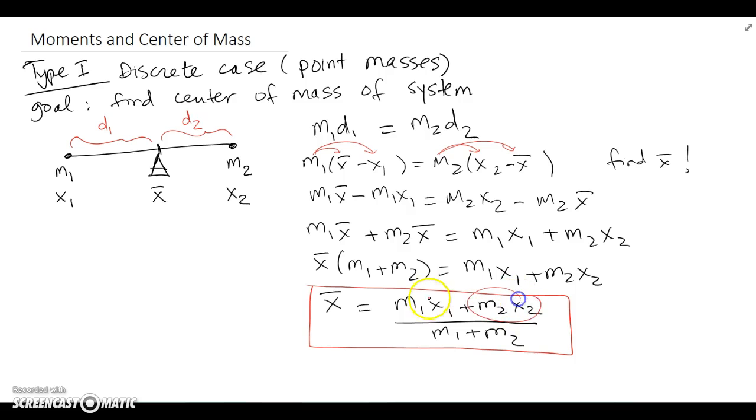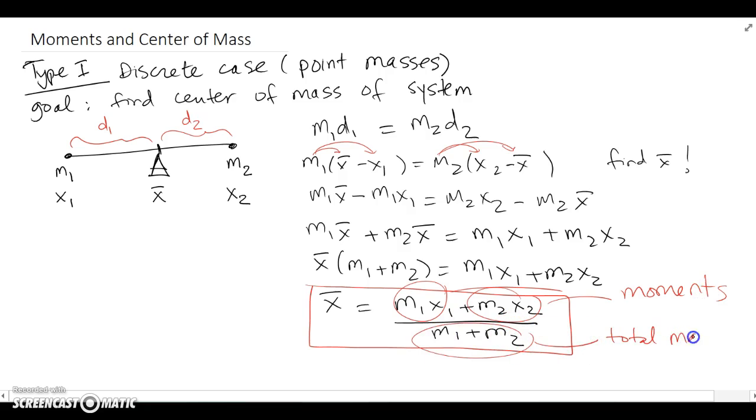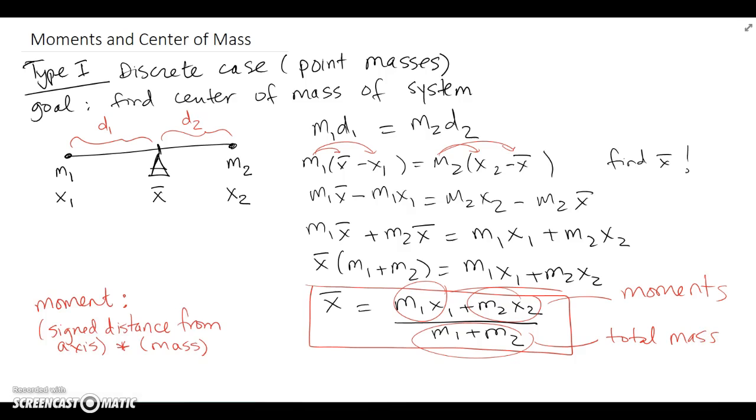These guys are called moments, and this guy, of course, is the total mass of the system. So I have the sum of the moments, which are just the signed distance from an axis, depending on where the axis is. We'll look at an example and see what that means, times the mass of whichever item you're looking at.